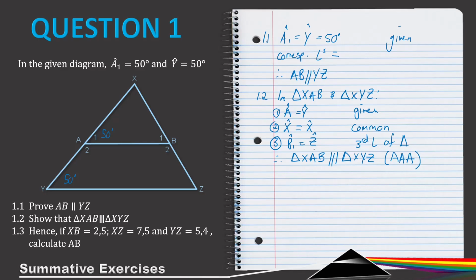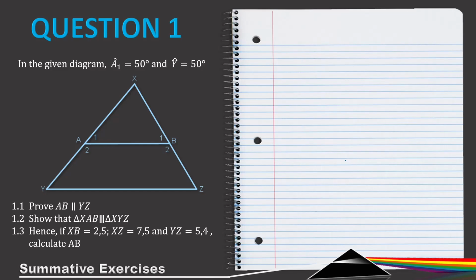Okay, then for 1.3, I'm just going to start that on a clean page. Now 1.3 says, hence if XB is 2.5, XZ is 7.5, YZ is 5.4, calculate AB. Now when you've proven two triangles similar, you can use the proportionality of the sides to find an unknown side, okay? Because the following proportionality would hold.